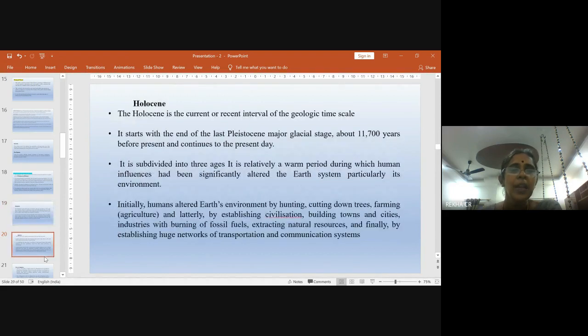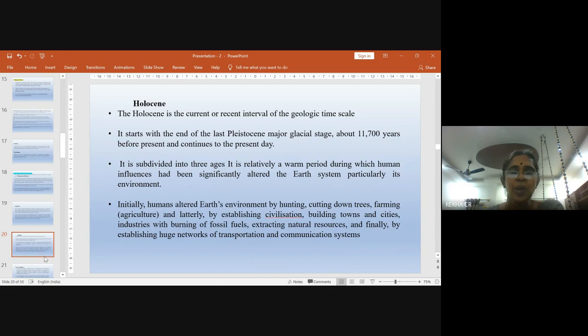So the Holocene is the current or the recent interval of the geological time scale, and it starts with the end of the Pleistocene and continues to the present day. It is subdivided into three stages, and it is a relatively warm period during which human influences have significantly altered the Earth system, actually the environment.